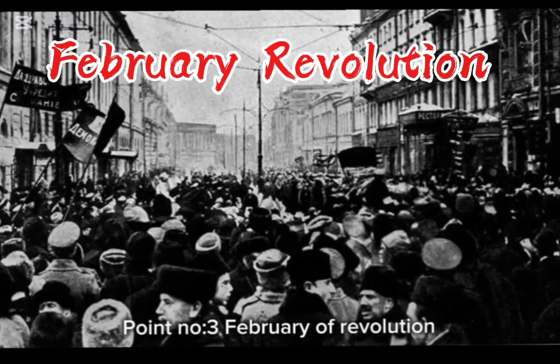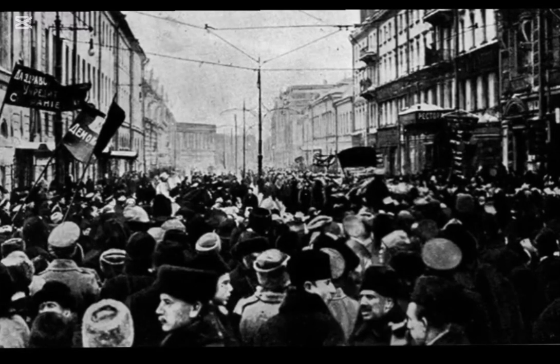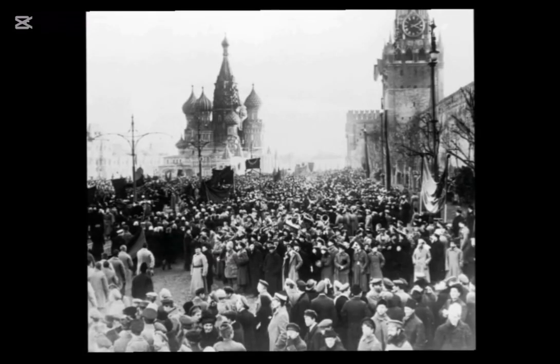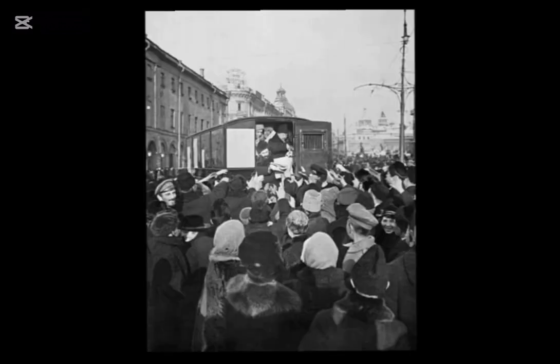February Revolution. The February Revolution was a spontaneous upsurge of popular discontent against the Tsarist regime. In February 1917, a series of strikes and protests erupted in Petrograd, now St. Petersburg, sparked by food shortages and war weariness, demanding an end to the war, better living conditions and political reforms also. The Tsar's government responded with repression, but the unrest only grew. Eventually, the Tsar was forced to abdicate, ending centuries of Romanov rule and paving the way for a new government.